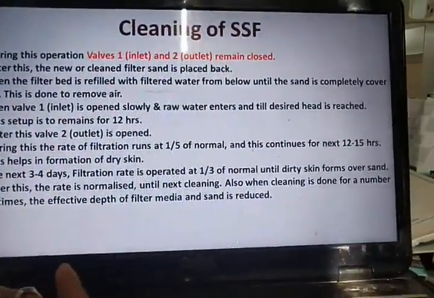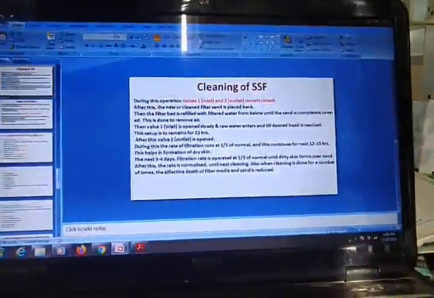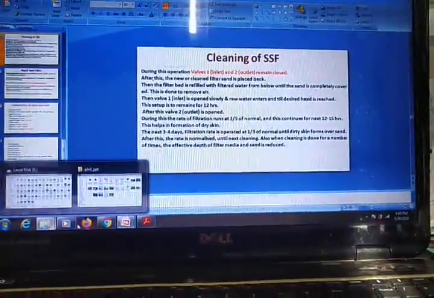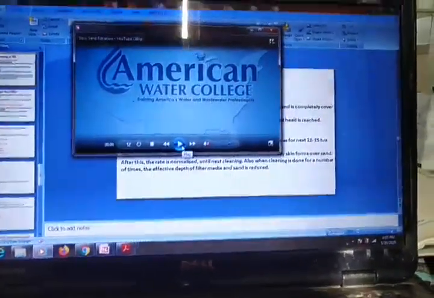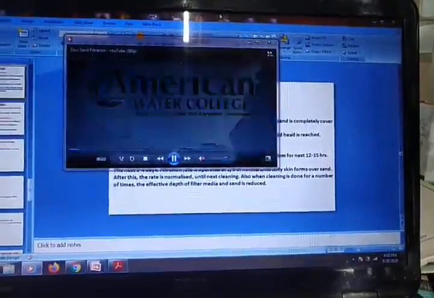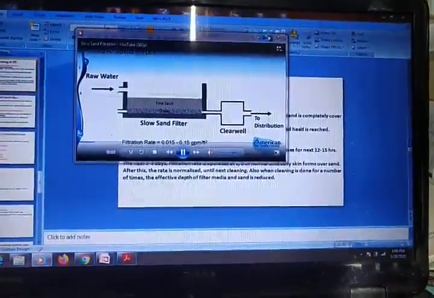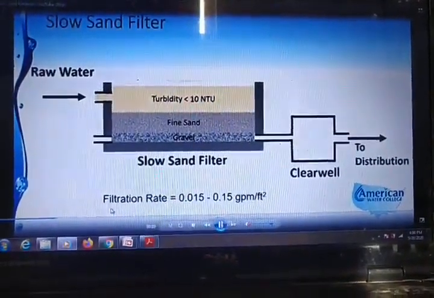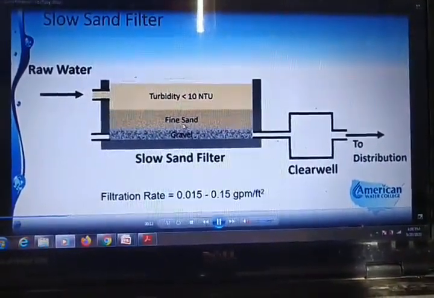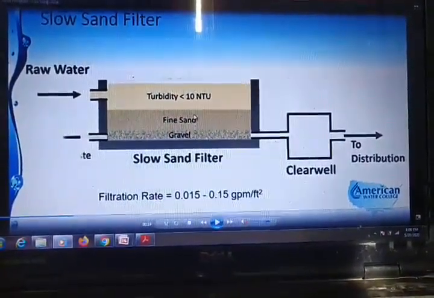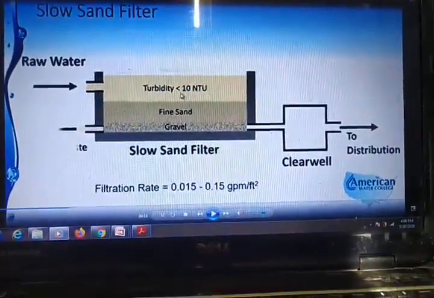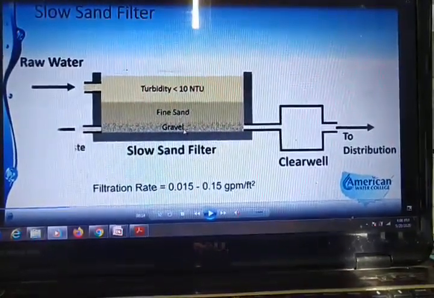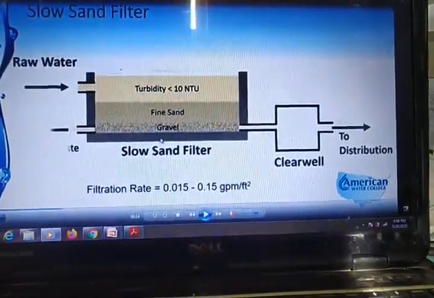Before proceeding to the rapid sand filter, we will see a small video clip, and thanks to the American Water College for preparing this video. Here you can see the slow sand filter consisting of three different layers: the top layer where the water is allowed to stand, the fine sand, and the gravel, and it may contain the under drainage system.